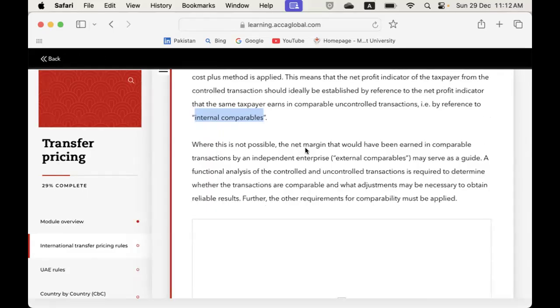Where this is not possible, the net margin that would have been earned in comparable transactions by an independent enterprise. Now we are talking about external comparables. So if it is a group and has multiple subsidiaries, you can set up internal comparables because this is easier to calculate. But if this internal comparable information is simply not available or not reliable, then we have to resort to external comparables, which may serve as a guide.